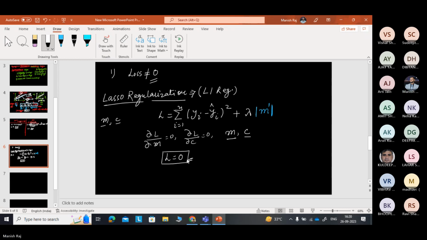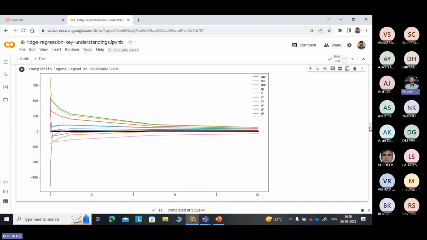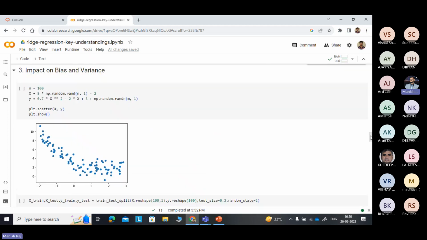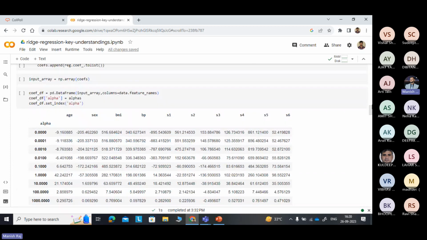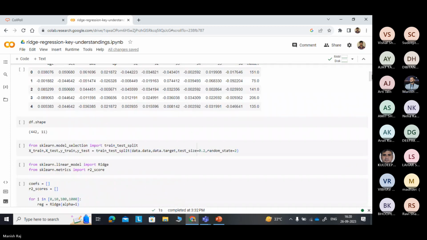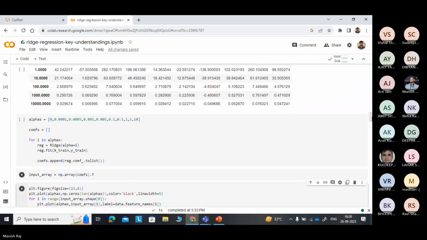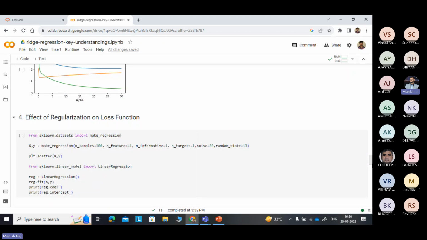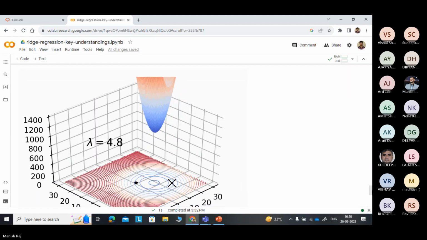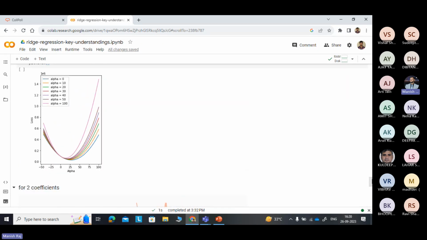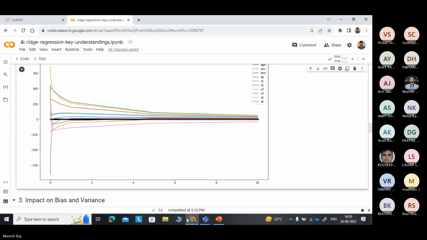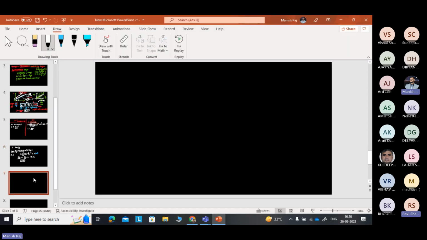So what is happening here when the loss is 0? Again, I am telling you with the help of the code. Just wait. Let me show this completely. Okay, it is not in this one. Anyways, I will try to explain it.